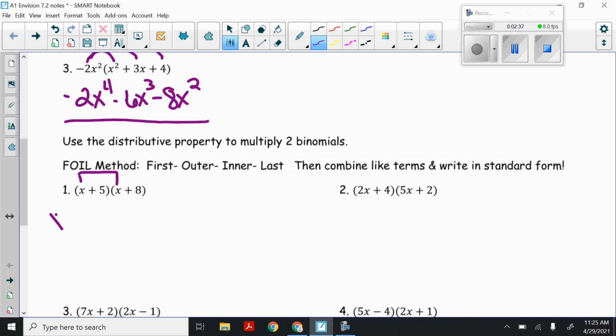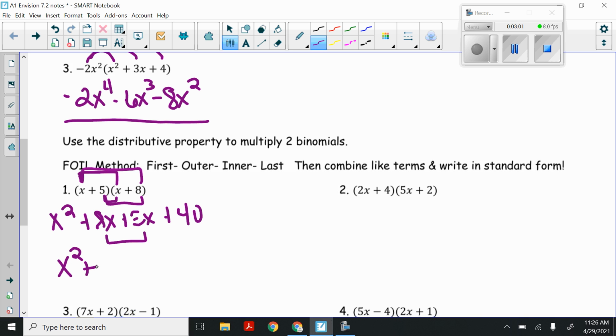X times x gets me x squared. The outer, so the ones on the outside, x and 8. When I multiply those, I get plus 8x. The ones on the inside, 5 and x, that gets me 5x. And then the last, 5 times 8 gets me plus 40. So now I need to combine like terms, which are my 8x and my 5x. So I get x squared plus 13x plus 40. That is our answer. It is in standard form.